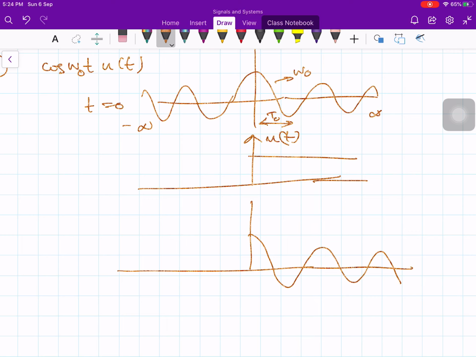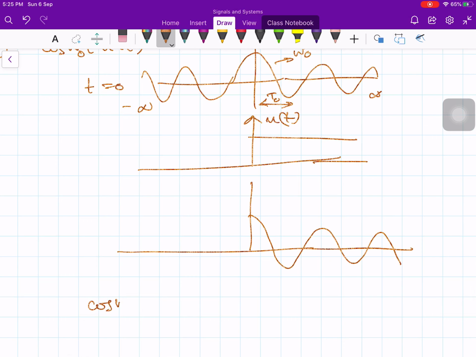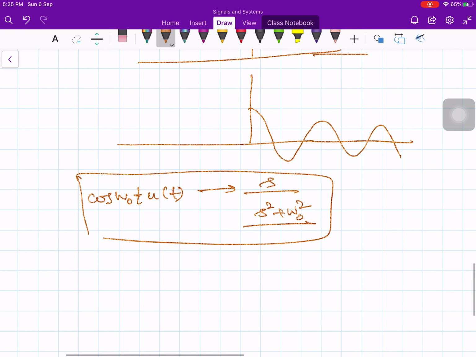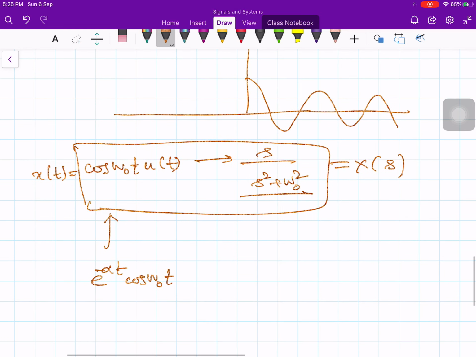So this guy, cos omega naught t times u of t, if you take the Laplace transform, will be s divided by s squared plus omega naught squared. This result we already know. Now from this result I am multiplying by e to the power minus alpha t times cos omega naught t. Let me call this x of t, so the Laplace transform is x of s. Now e to the minus alpha t times this guy x of t.